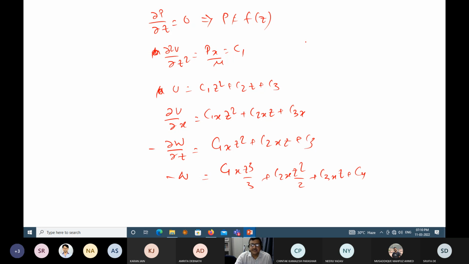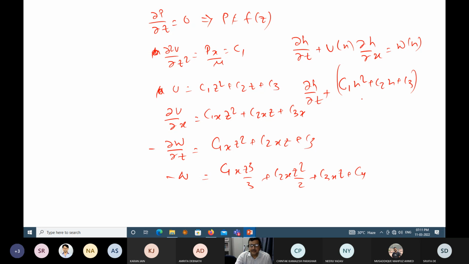Now what is my continuity equation? Del h by del t plus u at h del h by del x is equal to w at h. So what is my u at h? It is c1 h square plus c2 h plus c3, into del h by del x, is equal to what? W at h. That means c1x h cubed by 3 plus c2x h square by 2 plus c3x h plus c4.